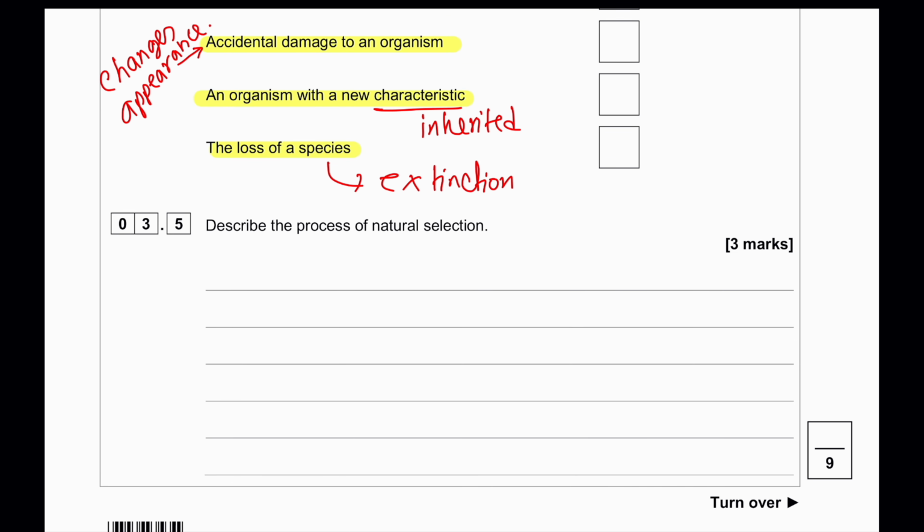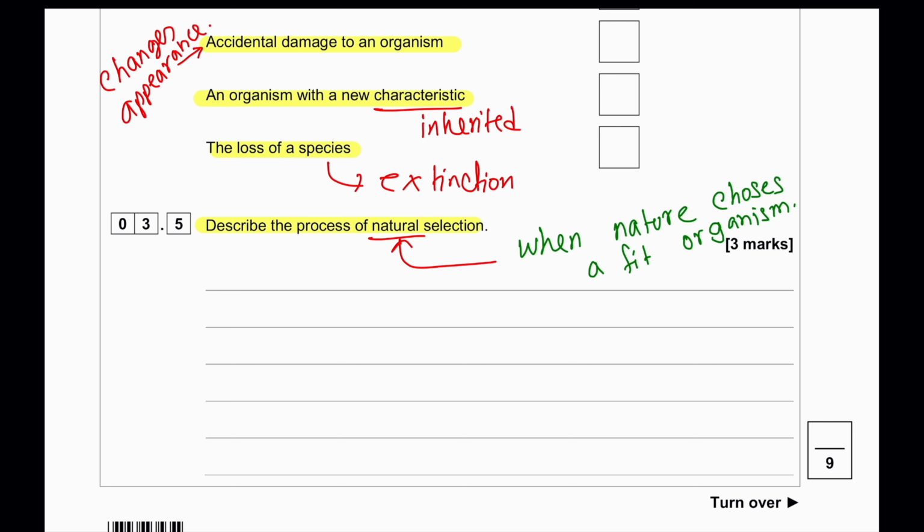Describe the process of natural selection. When we talk about natural selection, the first thing that we need to think is what is natural in this case for selection? When nature chooses a fit organism. So the answer can be approached in this particular way.